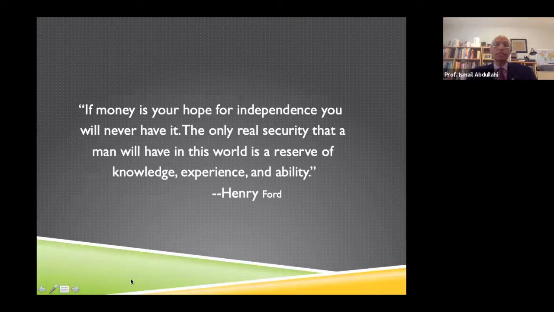Now, as Henry Ford has said, I just brought this quotation. I think it has a lot of validity in our discussion. He said, I quote, if money is your hope for independence, you will never have it. The only real security that a man will have in this world is a reserve of knowledge, experience, and ability. So that is what it is. It is about knowledge. How do we make a reserve of knowledge for Africa? And how do we use this knowledge to create experiences? More experienced people who have the ability, as we are going to discuss, to take Africa forward.